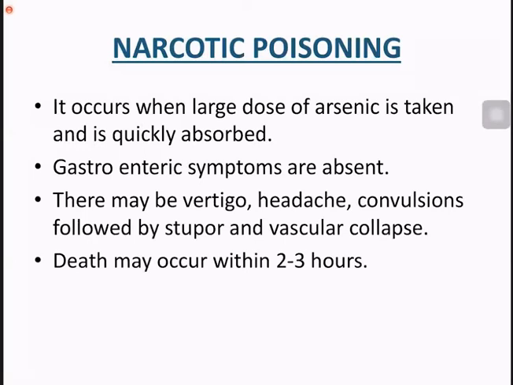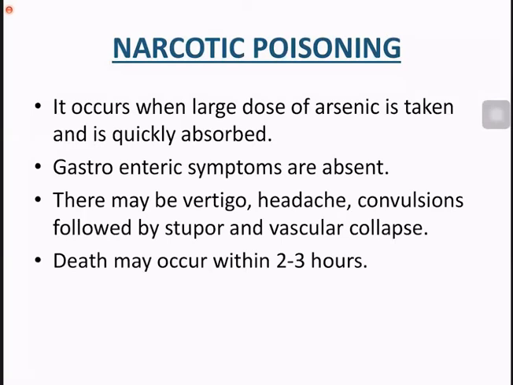What do we mean exactly by narcotic action? They would include vertigo, headache, convulsions, stupor, which is basically confusion, and finally vascular collapse. Okay, so it's all related to the brain. It's going to suppress the brain activity. It first leads to dizziness, headache, convulsions, confusion, and finally the person would collapse.